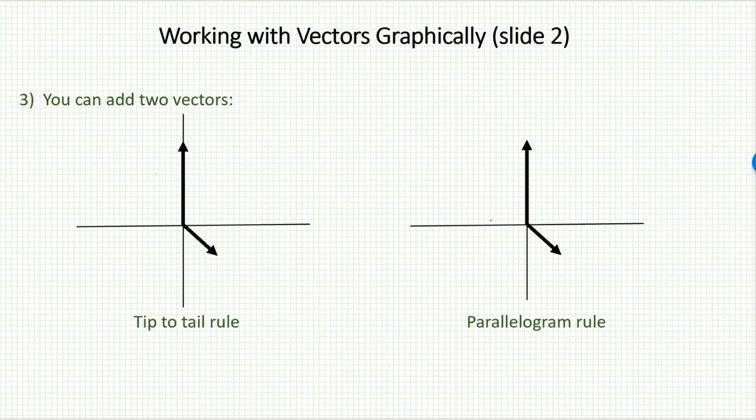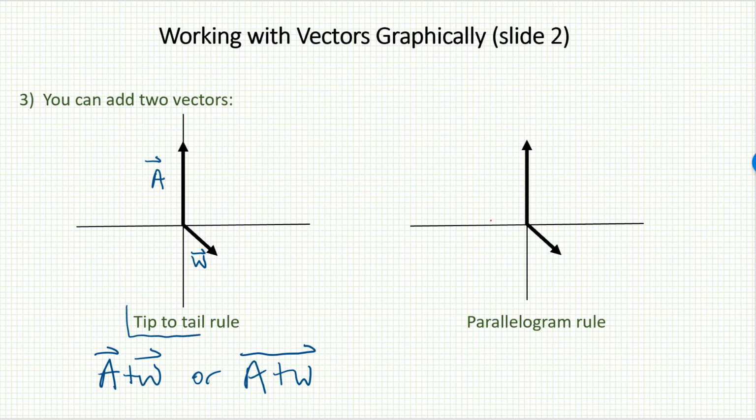Principle number three, you can add two vectors together. Now let's say that I have vector A and I have here vector W. And I would like to draw on vector A plus W, which I could write like this or like this, same thing. Well, there are two different graphical approaches to adding vectors. The first one is called the tip-to-tail rule. And it goes like this.